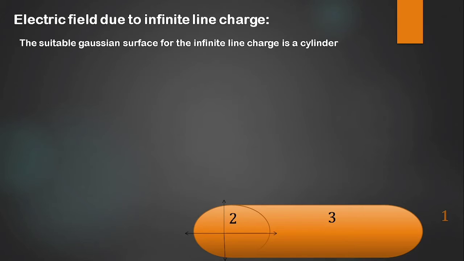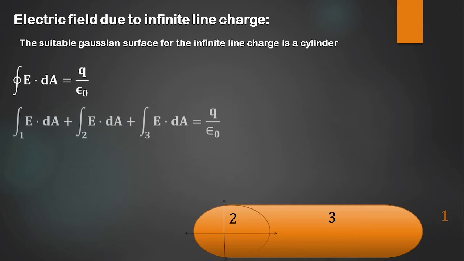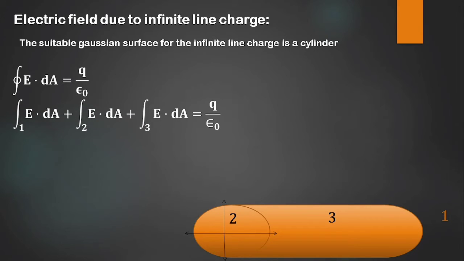And since for face 1 and face 2, the perpendicular makes an angle of 90 degrees with the electric field lines, cosine 90 will equal 0, which cancels out the first and the second integral. So we are left with the third integral, which will be simplified to E integral dA equals Q over epsilon naught.